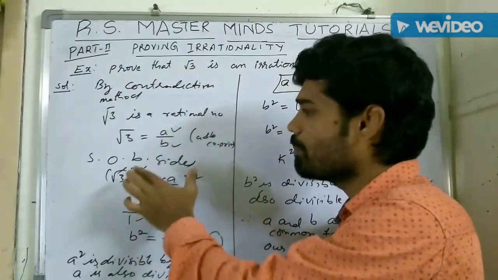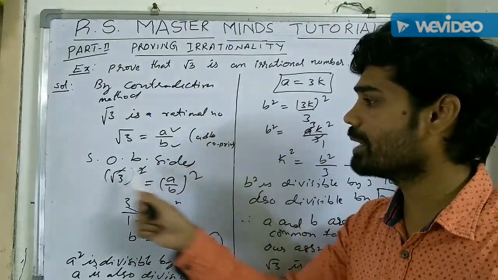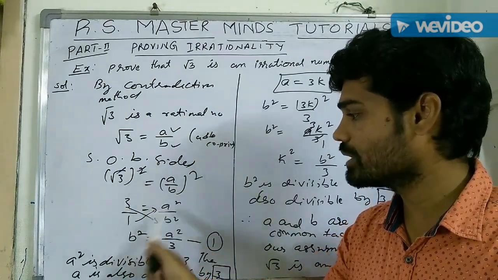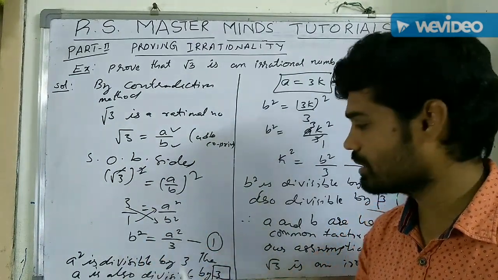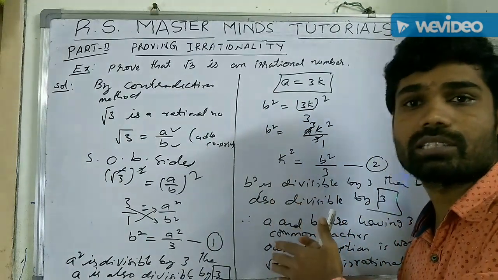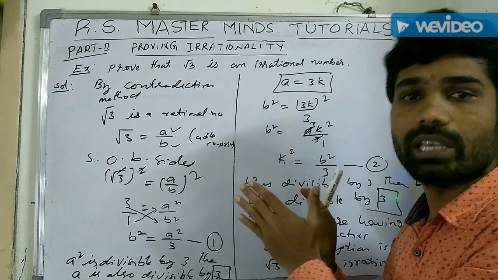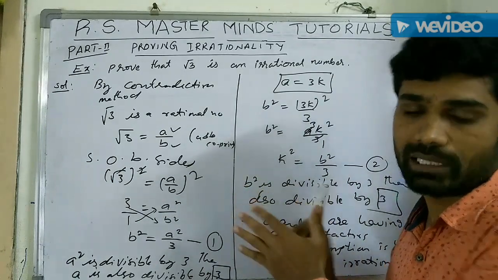So please do it step by step. Under root 3 is equal to a by b. Squaring on both sides, the square root can be removed by the squaring. So b square is equal to a square by 3. So a is divisible by 3. So this is the procedure. If you understand and follow it, you will get more problems. I will give you a few examples, so do the practice.